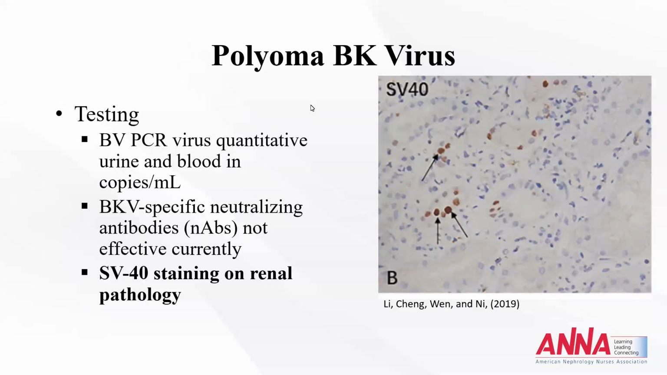Most common way I see us test to find out, do you have BK virus? So we'll start seeing the serum creatinine rise. We're like, that's not good. And anytime we're post-transplant, we're kind of screening for BK anyways to make sure that their urine is negative. The testing we do is BKV PCR quantitative in the urine and blood, in copies per milliliter. That's usually the standardized assay that we use.